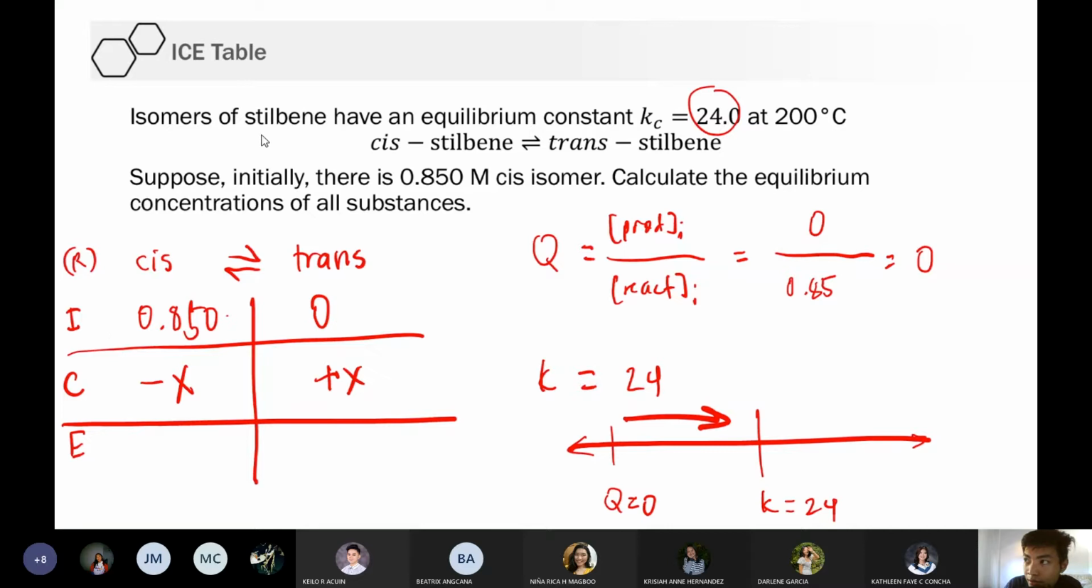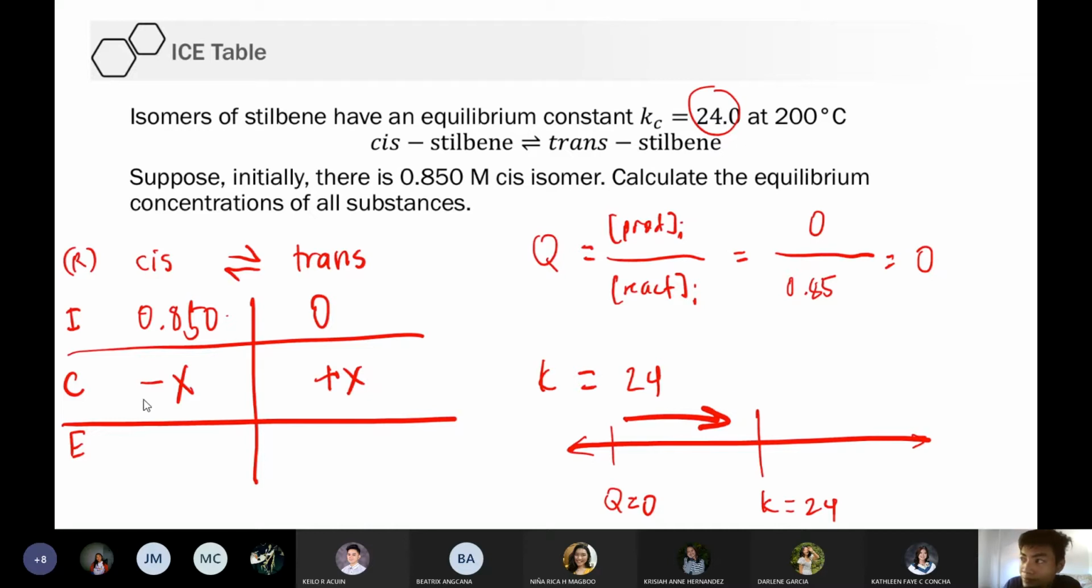Again, the I, or the initial concentration, is already given in your problem. If the problem doesn't mention that chemical species, then it is 0. For the change, you may want to compare Q and K. If your Q is less than K, then the change for the reactant is negative and for the products it's positive. What if your Q is greater than K? Then your product will be negative and your reactant will be positive in terms of change.